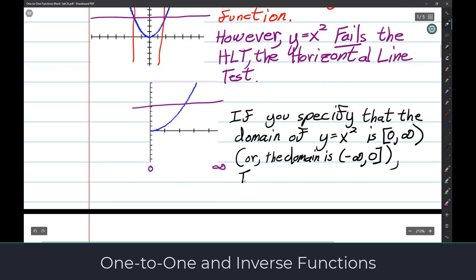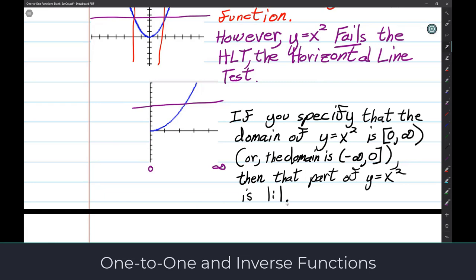Then that part of y equals x squared is one-to-one. So that part of it can have an inverse, which I think is pretty darn sneaky. Nobody's going to ask you that in this class, and you won't even think about that unless you take calculus, and then you are going to talk about it. But don't worry now, I'm just telling you because I thought you might be interested.